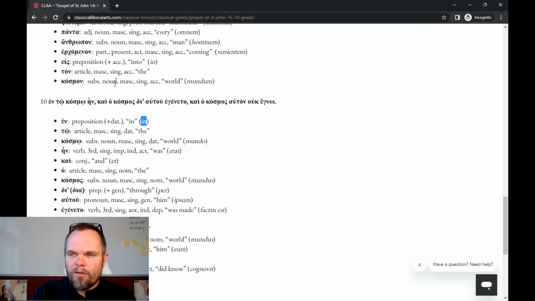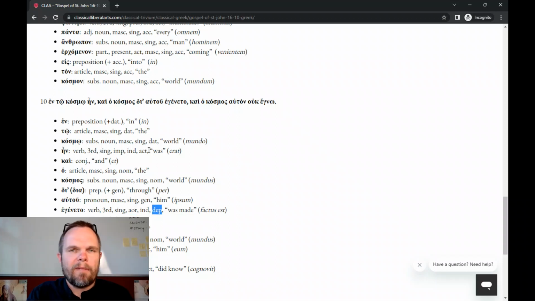Kai ho kosmos, and ho kosmos, the world. And the world, we have the prepositional phrase di autou, di autou. And again, notice it's abbreviated. So we have dia, through, autou, through him, egeneto, the verb egeneto. We see it's third person singular, and it's aorist, so it's indefinite in tense, and it's indicative, and it says deponent.